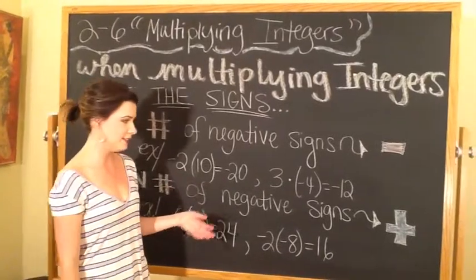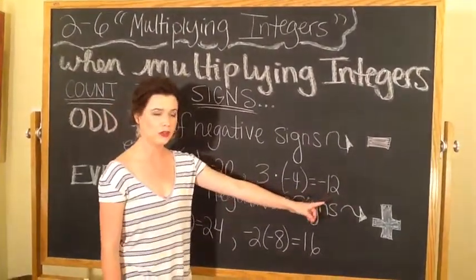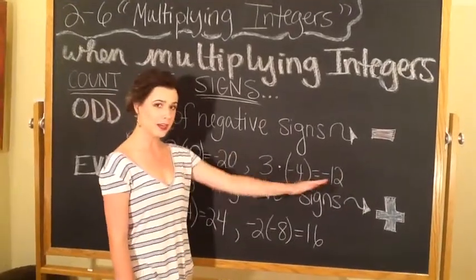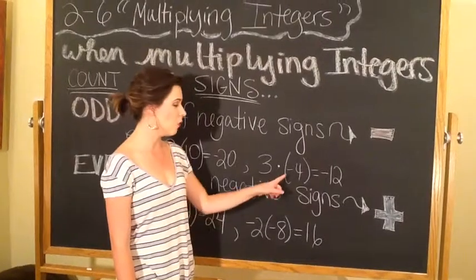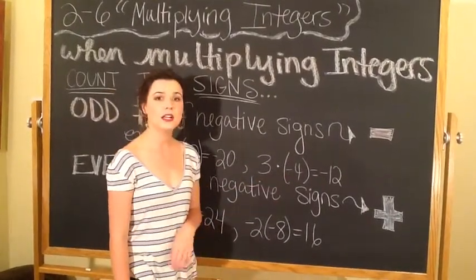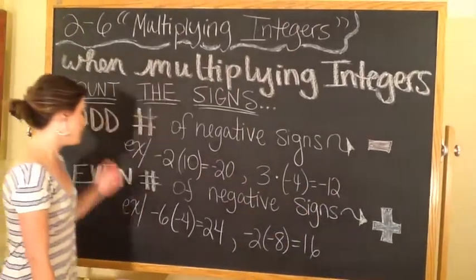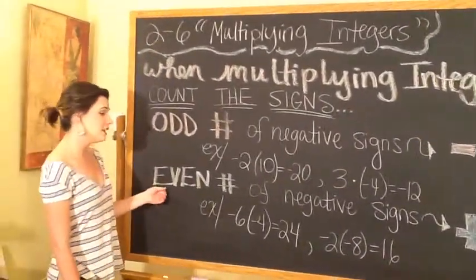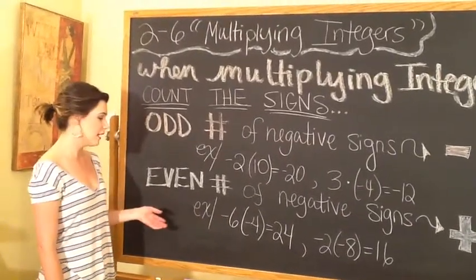Let's look at the second example. It says 3 times negative 4 equals negative 12. We multiplied across: 3 times 4 gives you 12, and then you count the negative signs. There's one negative sign here, and since 1 is an odd number, our answer is going to be negative. Now, if there is an even number of negative signs, your answer is going to be positive. Let's look at some examples.